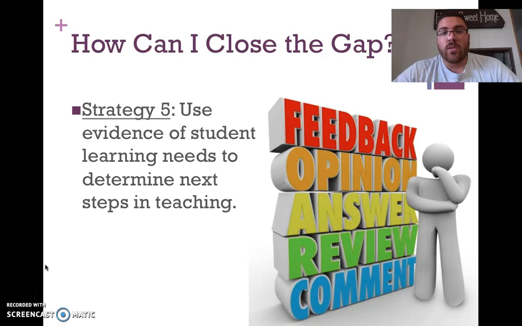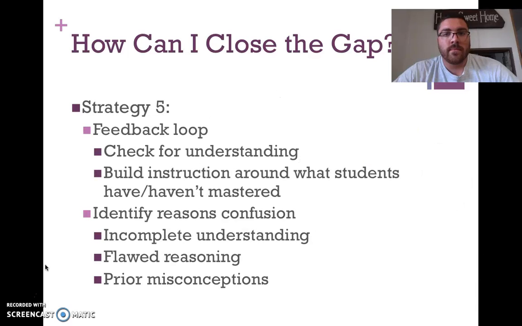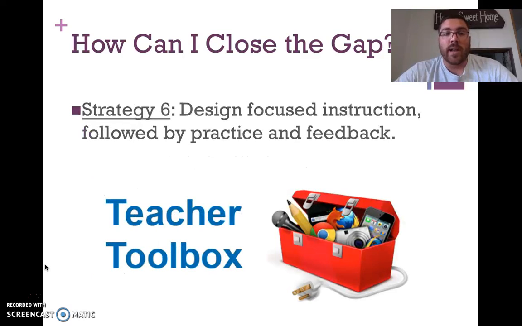Next is how can I close the gap? Strategy 5 is to use evidence of student learning needs to determine next steps in teaching. In order to do this, you want to create a feedback loop, basically checking for student understanding and building instruction around what students have or haven't mastered. In this step, you also want to identify the reasons for any confusion, such as incomplete understanding, flawed reasoning, or any prior misconceptions that students may have.